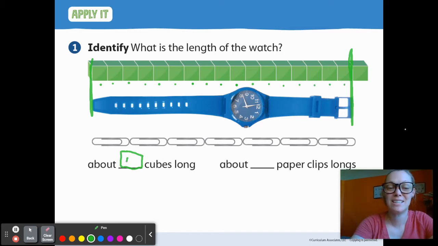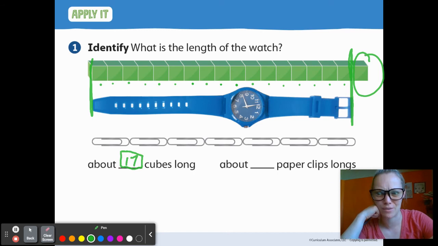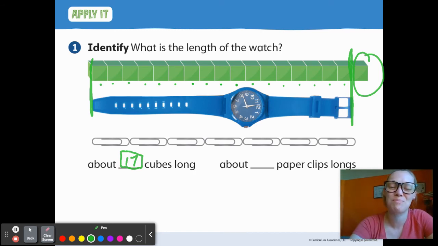Did you get 17? If you did, nice job. This one was an extra one. We actually didn't need it to measure that watch. It might have tricked you. I hope you didn't count all of them.